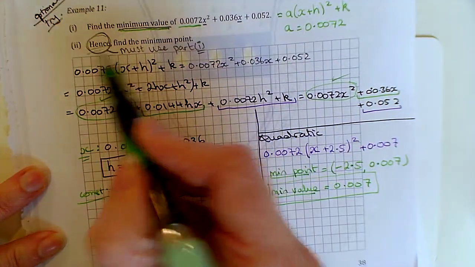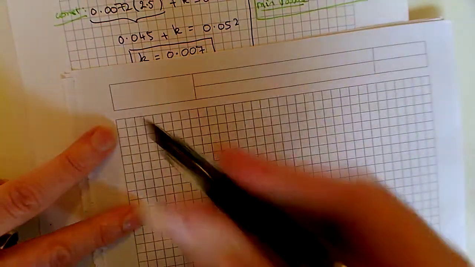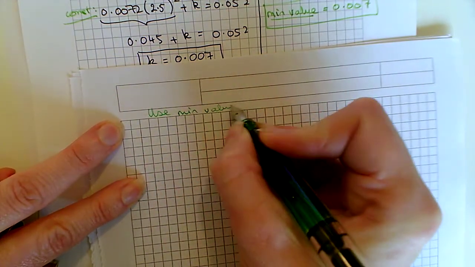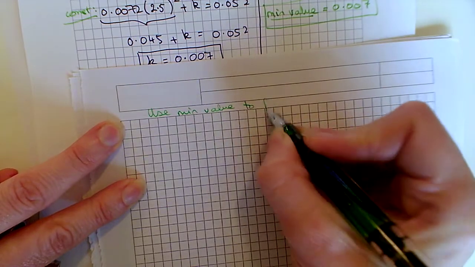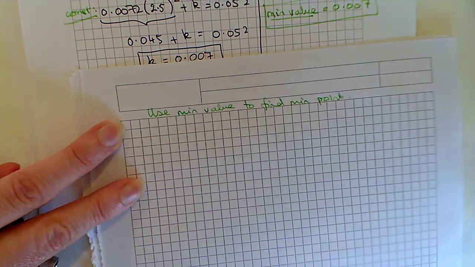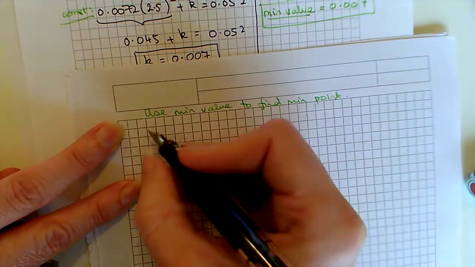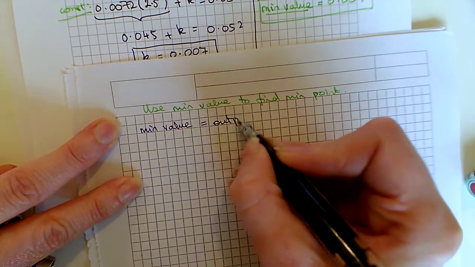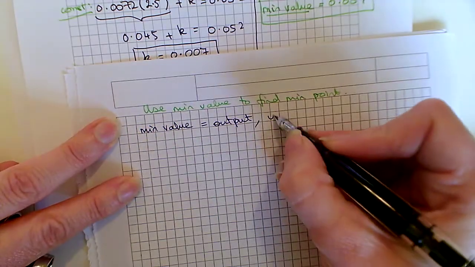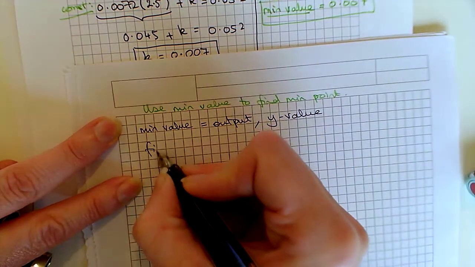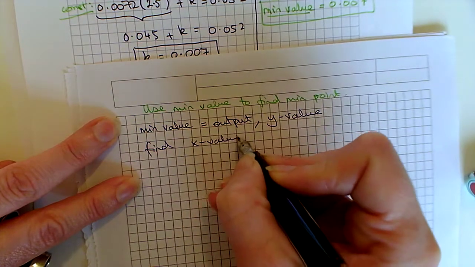Now I won't get full marks for that because while I found the minimum value the way I'm expected to, they said hence, which means I must use the minimum value. We must use the minimum value to find the minimum point. What are they doing here? They're asking us to understand that my minimum value is the output of my function, or the y value. If I were to plot this on a graph, they want us to find the x value.